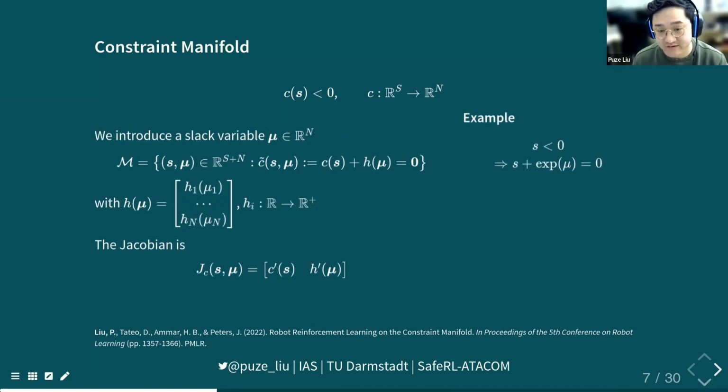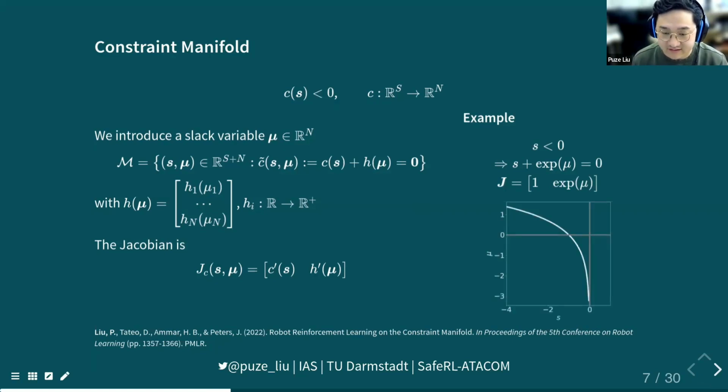As a simple example, take the most simple constraint, where we want to ensure that s is smaller than or equal to 0. We can construct the manifold and calculate the Jacobian. And if you look at this Jacobian, it always has a constant rank 1. As an example, this white curve is the constraint manifold that we have constructed. It's a 1D curve embedded in 2D space. And you can see that all of the points on the curve ensure that s is smaller than or equal to 0.